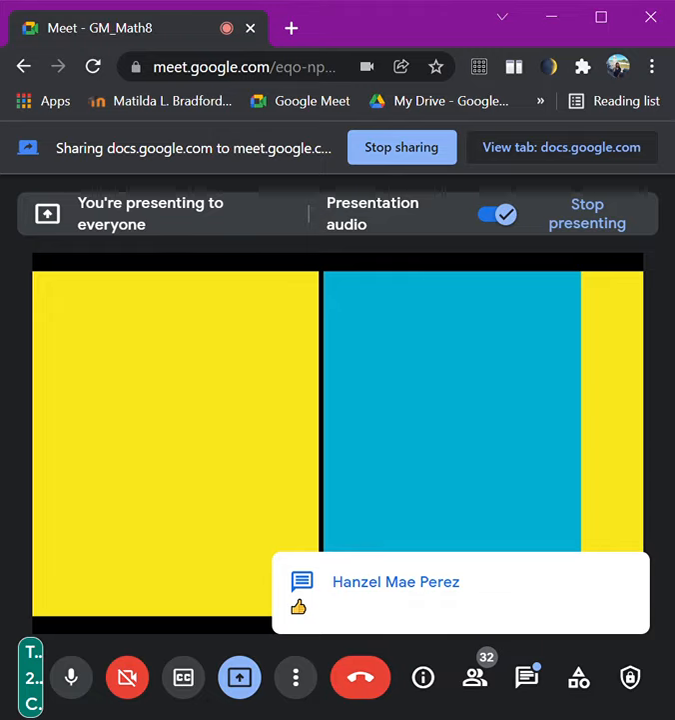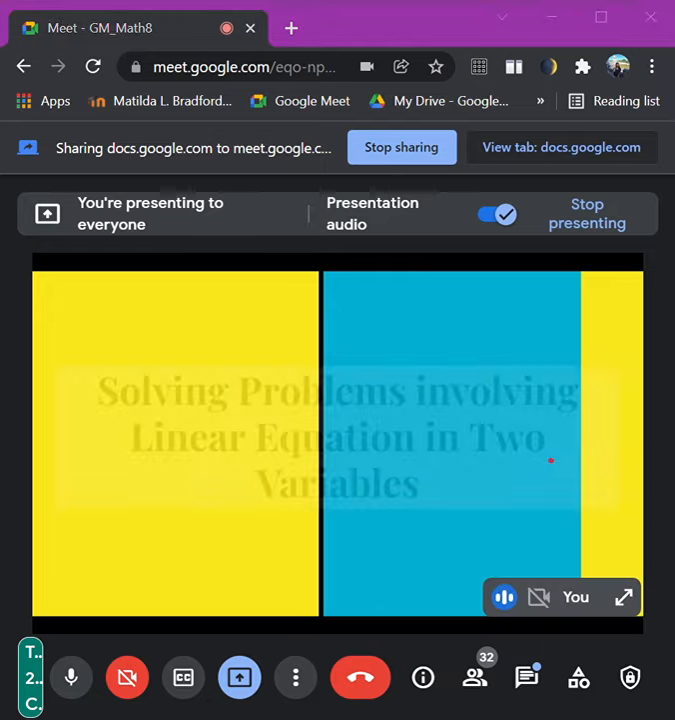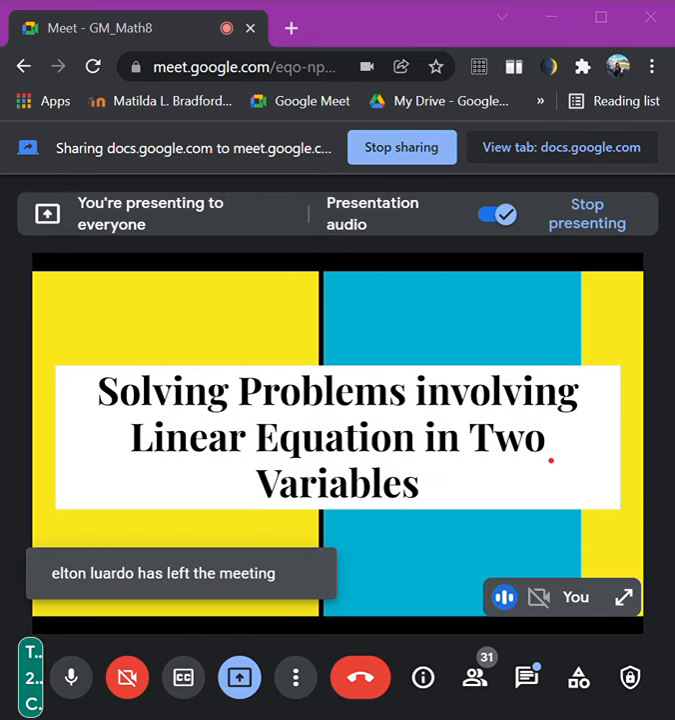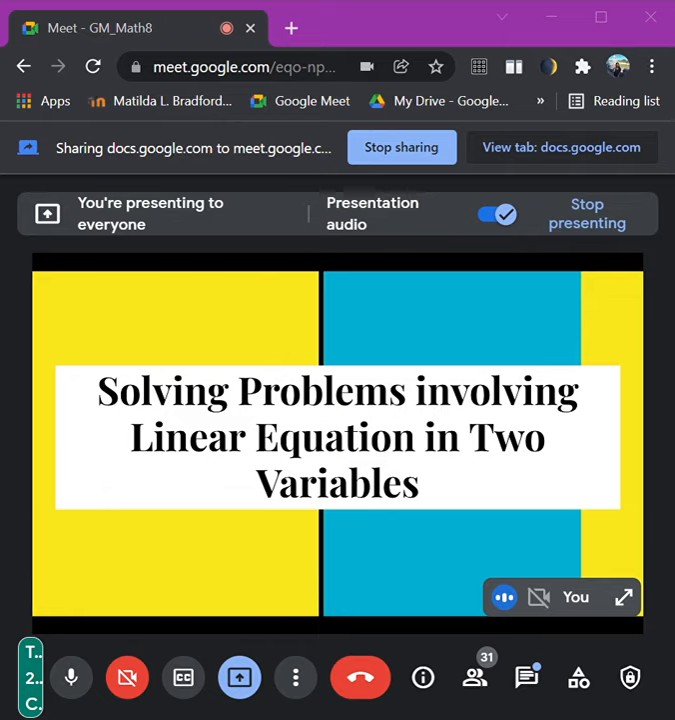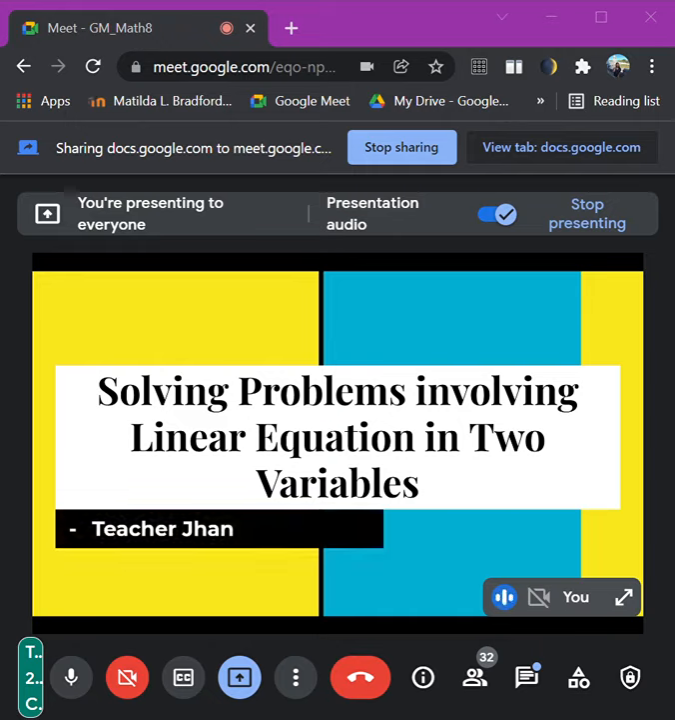For our last topic for our second grading, we have here solving problems involving linear equations in two variables. In this lesson class, we are going to solve real life problems. We are going to apply all of our linear equations in two variables learning into this application of real life problems. All of the techniques, all of the things that we discussed before will be the summation of all of those. So this is our ending part for our second grading.